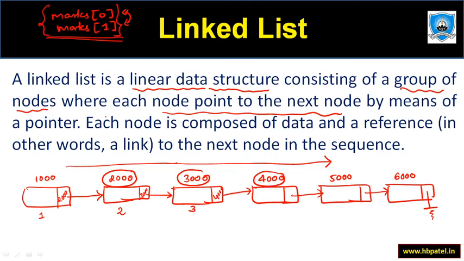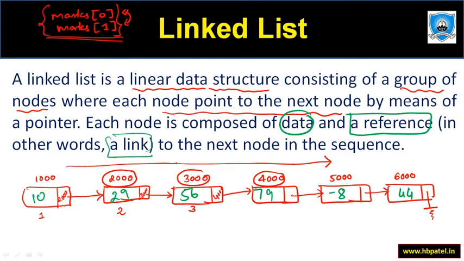So each node comprises two elements. One is data. Data could be anything, like age or name. So you can have data like 10, 29, 56, 79, minus 8, 44. You can have one element as data and the other element as a reference, a pointer or a link. The other element is your link, which is pointing to the next node in the sequence.